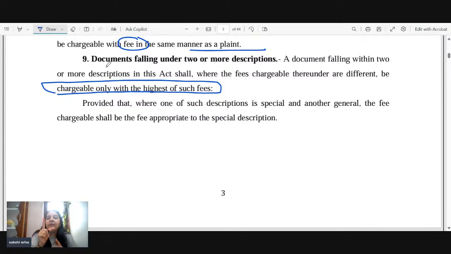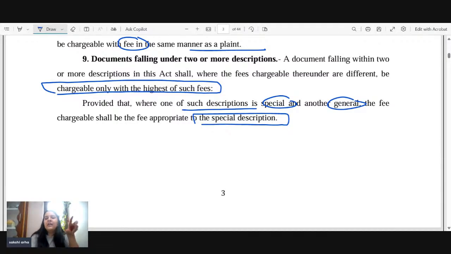Okay, so if one document is falling under two different descriptions, एक ही document दो descriptions में fall कर रहा है and दोनों के लिए अलग-अलग court fees है. If similar court fees there, then it's well and good. आप कोई भी लगा दो. Okay, but if there is different court fee, then which is the highest one, that will be chargeable on the person. Where one of such description is special and other one is general, then fee will be chargeable as per special description. Now, as we have already read this thing, that when there is something special and something general, special will always prevail. So, अगर वो जो description है जिसमें एक ही document fall कर रहा है, when one document is falling within two descriptions, one description is special, one description is general, the court fee will be chargeable for the special description and not for the general one.